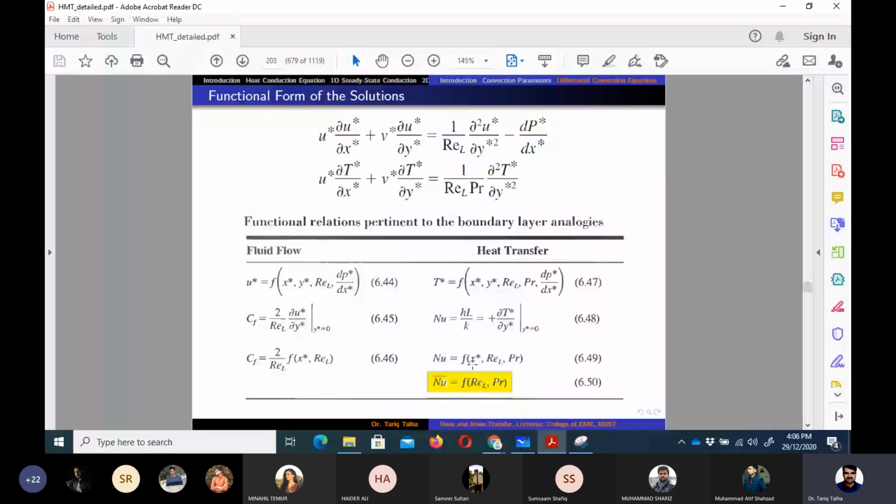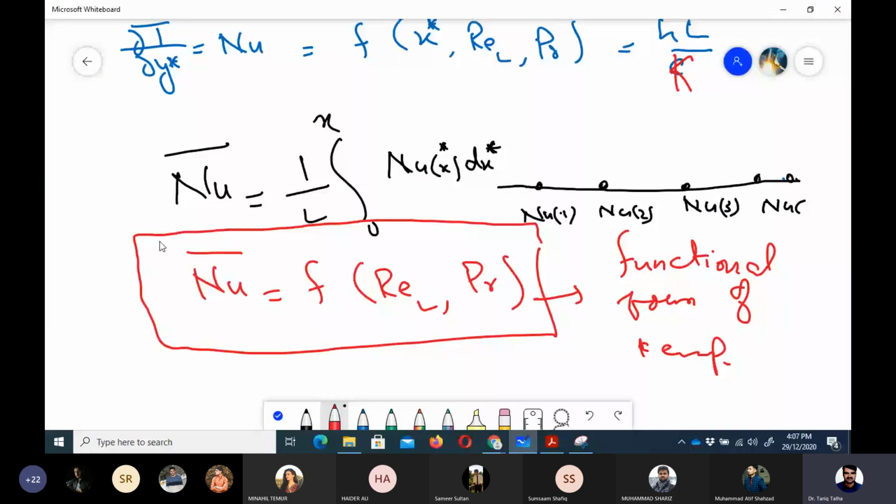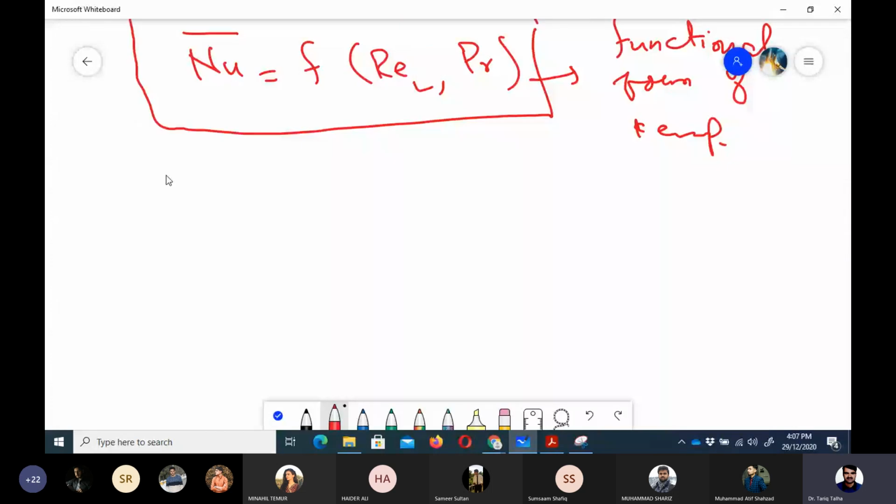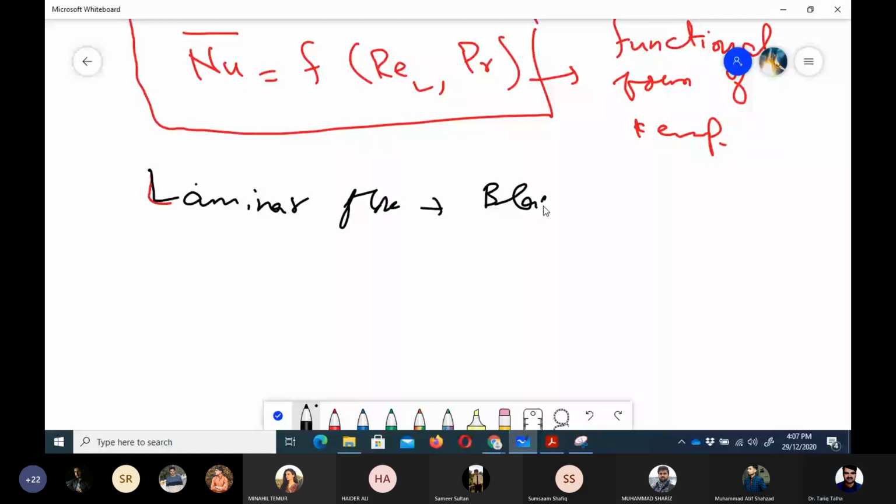So let me go back. What we would be doing in the next two chapters, for the laminar flow, is that Blasius boundary layer solutions are available.